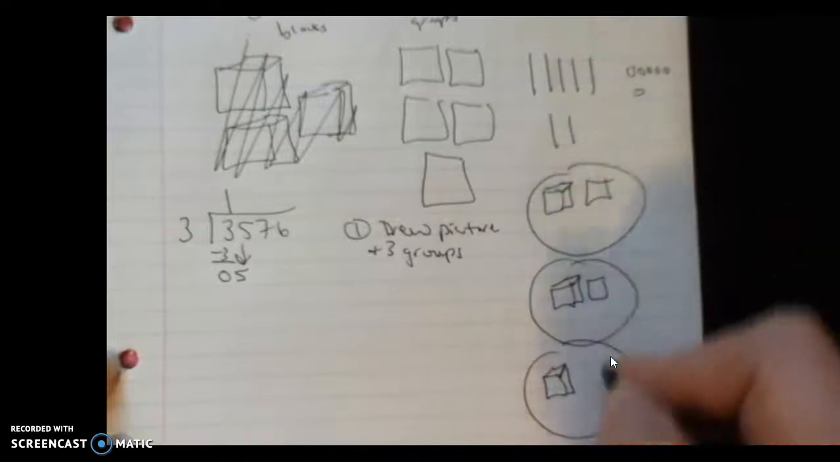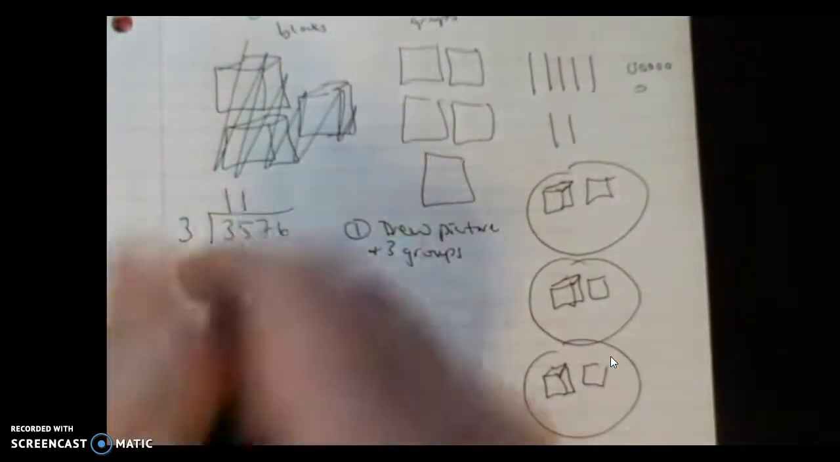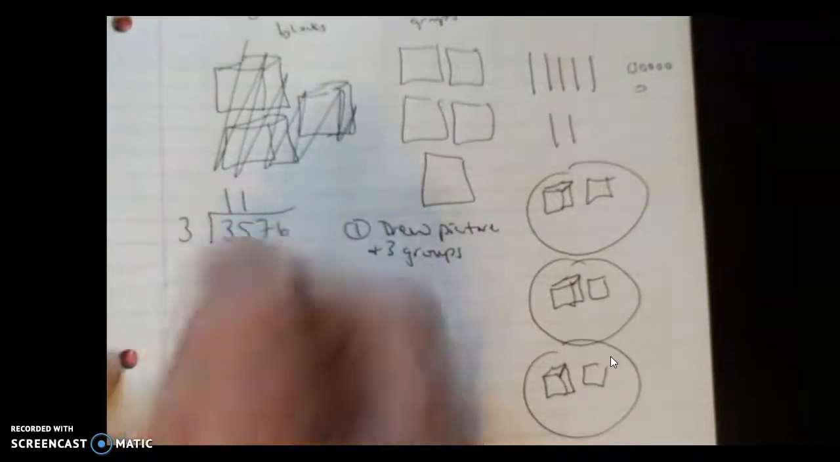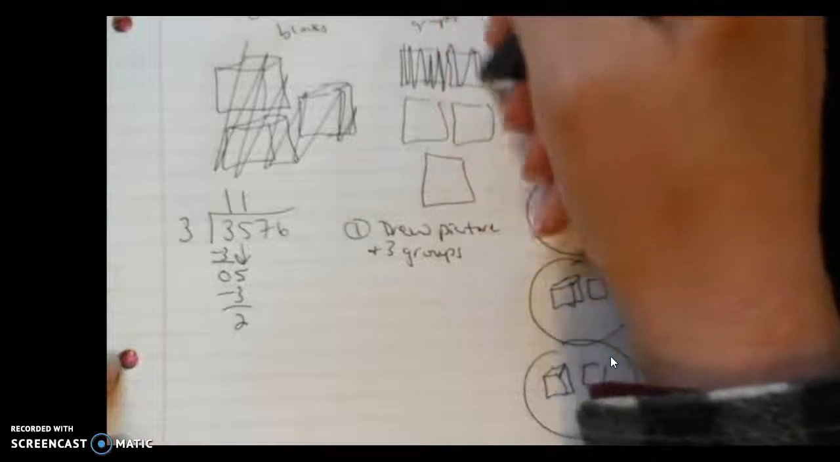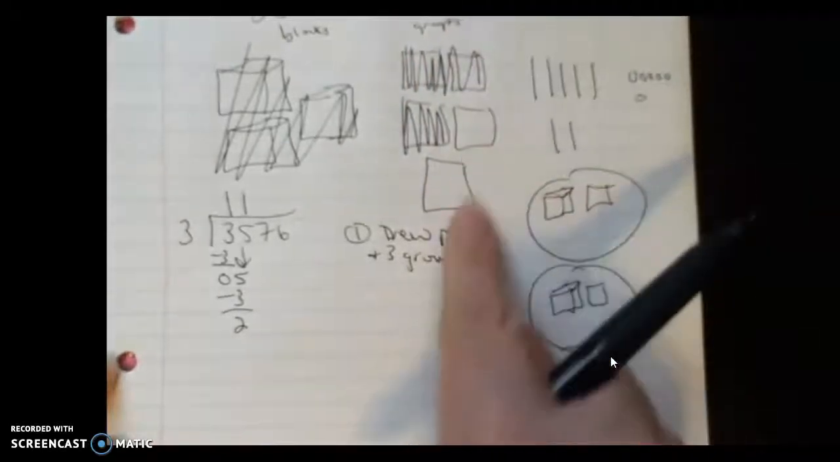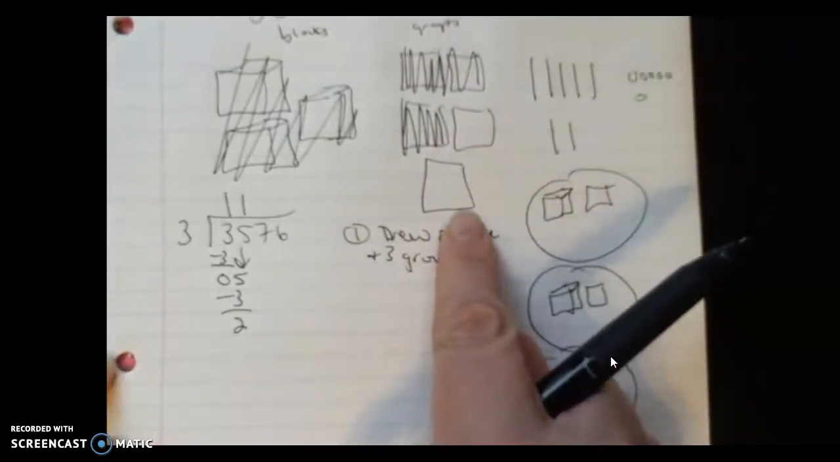So I'm going to give everybody 1 flat. So I'm going to put a 1 in there. 1 times 3 is 3. And when you subtract, there's 2 flats left over. So when everybody gets a flat, you can see there's 2 flats left over. Okay?